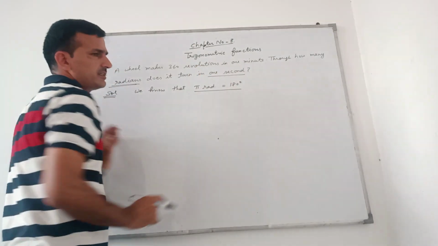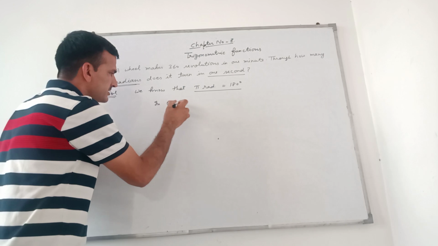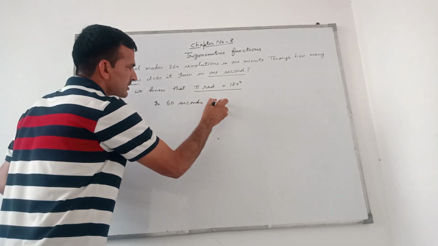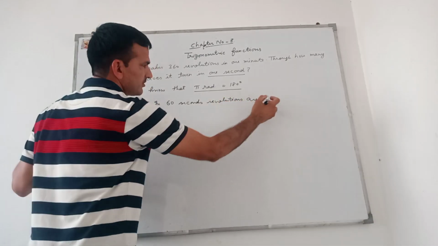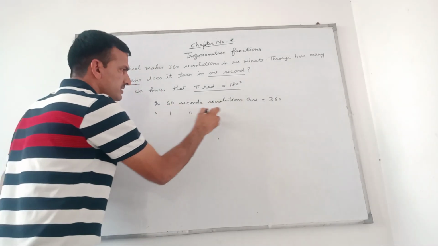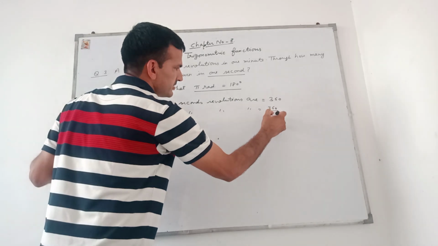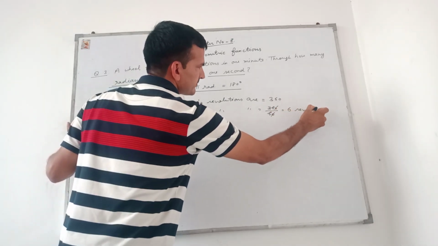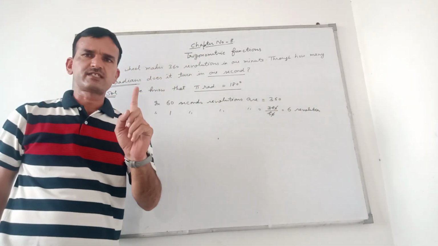And in 1 minute there are 60 seconds. In 60 seconds, revolutions are equal to 360. In 1 second, revolutions are 360 by 60. Cancel. There are 6 revolutions in 1 second.